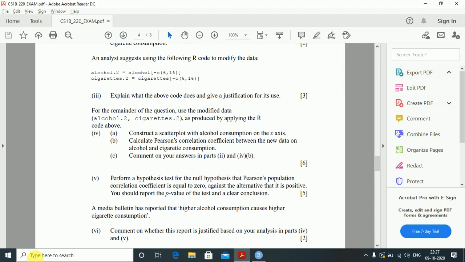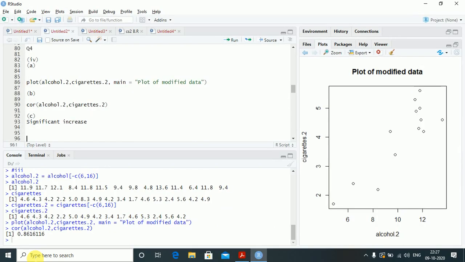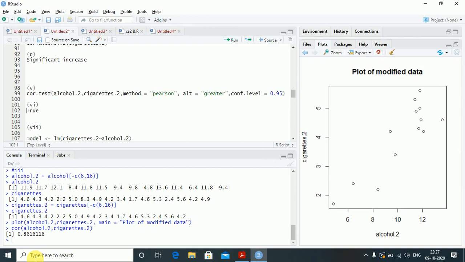Pearson's correlation coefficient is equal to 0 against the alternative that it is positive. So you have to use the alternative that it is positive. So what we will do is cor.test(alcohol.2, cigarettes.2, method = "pearson", alt = "greater"), since we have been told that rho is greater than 0, with a 95% confidence interval.